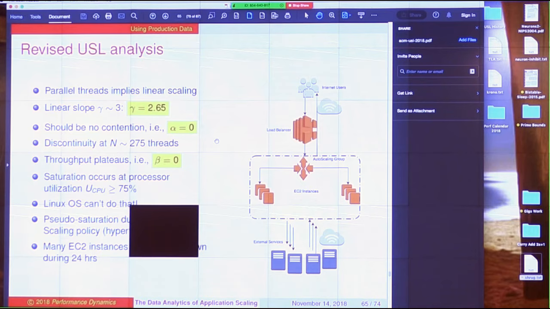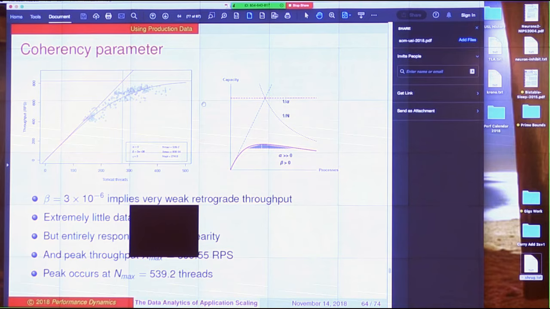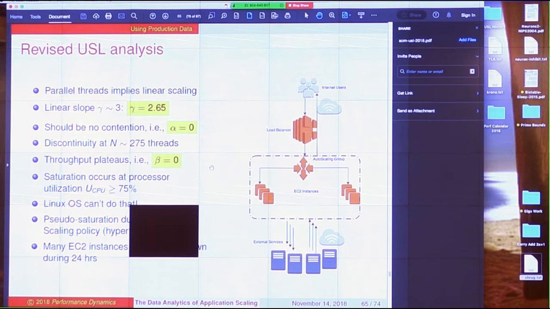We also know there's no contention, and we also know that in some sense the thing sort of plateaus out up here, which we sort of understand, but it's not completely transparent what's going on there. And there's another issue, and that is that the CPU, if you look at CPU utilization numbers, never gets above 75%, even if you go out to 500 Tomcat threads, never gets above 75%.